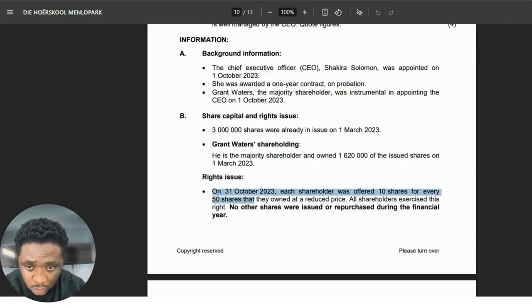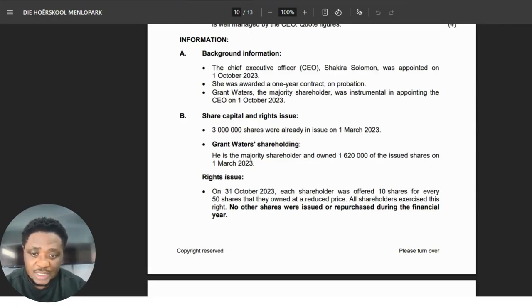Then it says on 31 October 2023, each shareholder was offered 10 shares for every 50 shares they owned at a reduced price, and all shareholders exercised this right. No other shares were issued or repurchased during the financial year. All right, cool. So this makes it quite clear: 10 shares for every 50 shares that they own.